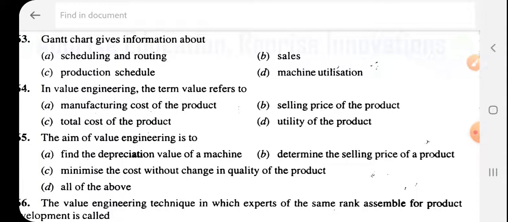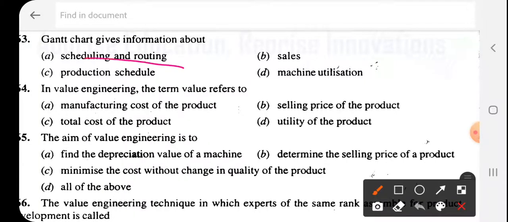So what will it give information about? This is the production schedule. Production schedule, it will talk about the schedule, so how much production we have to do.